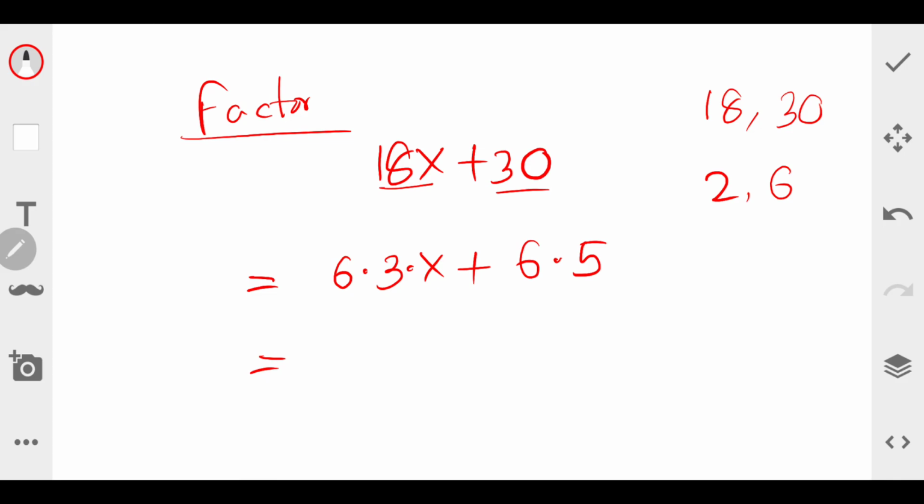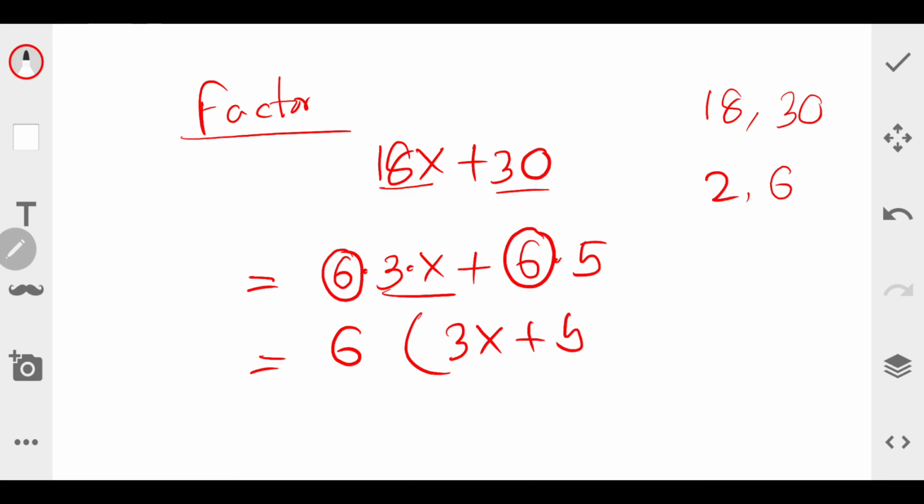Okay, so if 6 is the common factor, what should I do with the 6? So let's circle them so you can see this clearly. 6 is our common factor, and if you notice from the rectangle, we know that 6 is your side length. So what is left here? So here you can see this 3x is left plus that 5. Okay, so that's how we can factor this one. So you're looking for common factor. As soon as you have the common factor, we can pull the 6 out and we see what is left. So you can see 3x plus 5 is left.